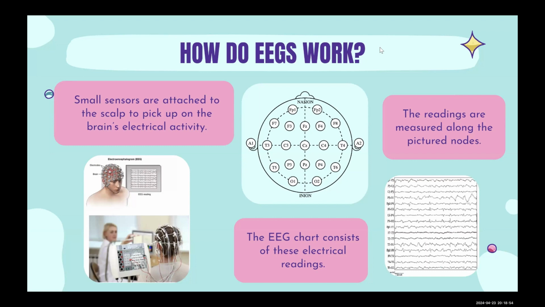So how do they work? EEGs work by measuring the brain's electrical activity with electrodes placed along the scalp. These electrodes measure electrical charges that your brain cells generate and print that out as pages of data. In this diagram, you can see where the different nodes of EEG are placed on the head, where one's nose would be at the nasion and one's ears would be at A1 and A2.